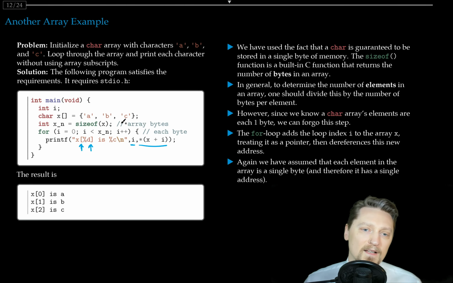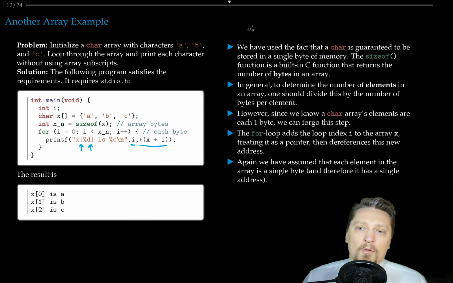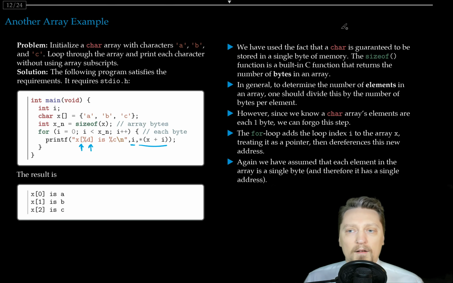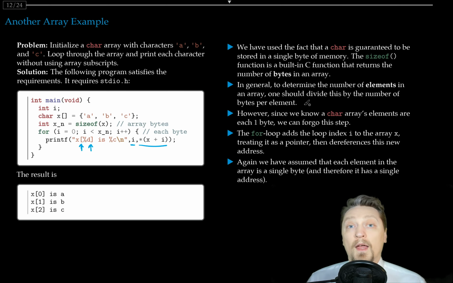So using the sizeof operator is very convenient when you have an array of characters. It is also the length of the array. We have used the fact that a char is guaranteed to be stored in a single byte of memory. The sizeof operator is a built-in C operator that returns the number of bytes in an array. In general, to determine the number of elements in an array, one should divide this by the number of bytes per element. Of course, in this case, that's just 1.